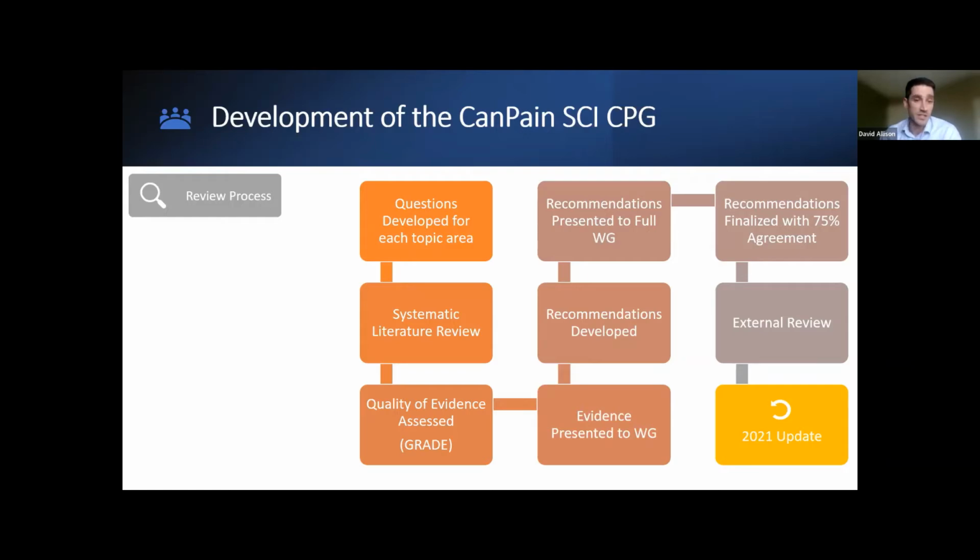I'm going to discuss now some of the key recommendations, the findings that came out of these guidelines. And this will include those from the 2016 guidelines as well as the update added on.